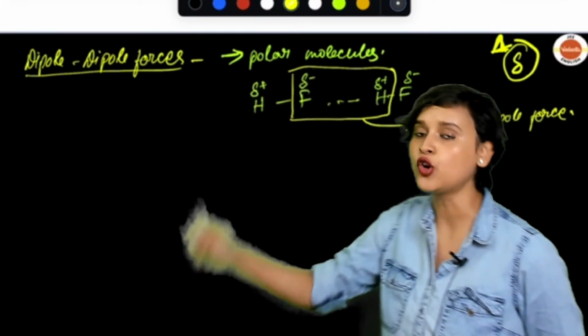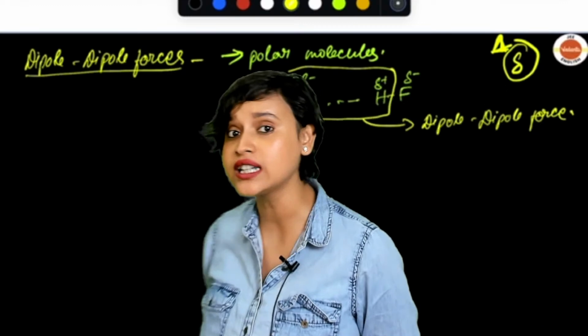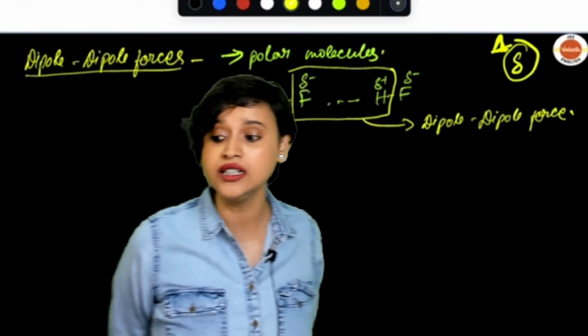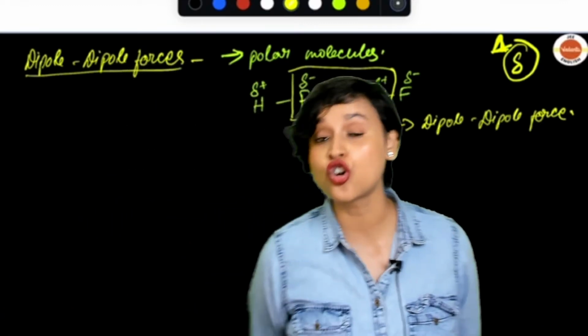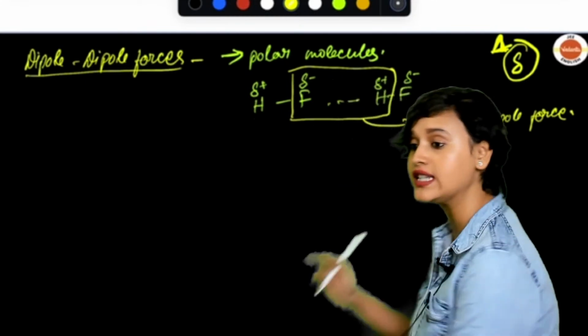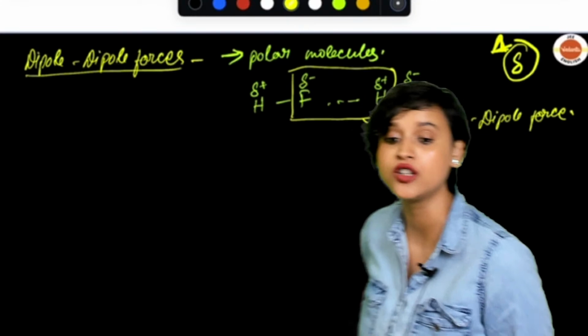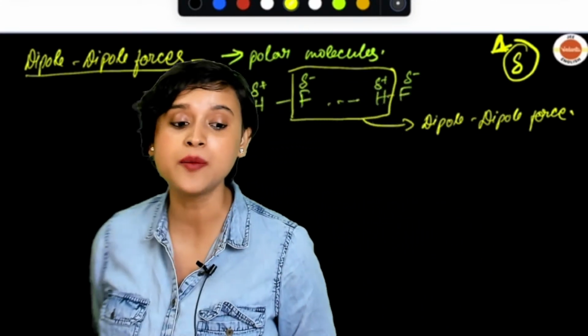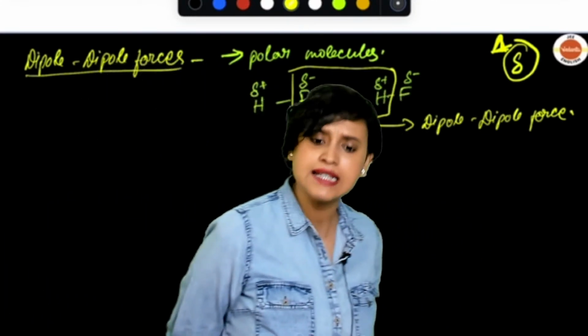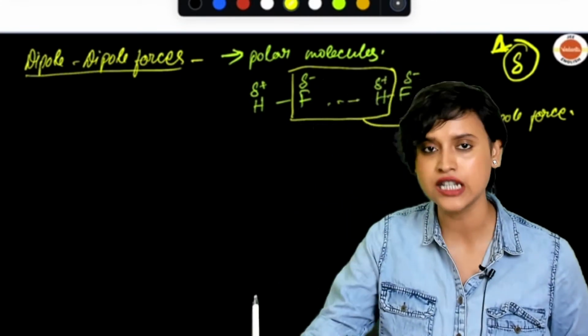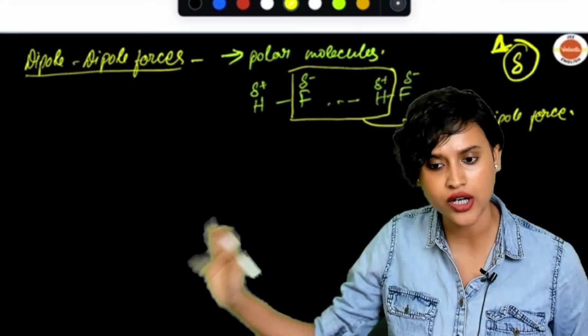Now, what do you think about this force? Is it stronger than London force or weaker than London force? It is stronger than London force because you can see that both of these molecules are polar. Once again, this is also a short range force.